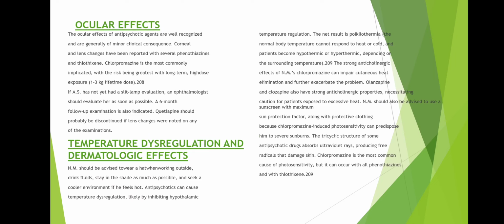The strong anticholinergic effects of chlorpromazine can impair cutaneous heat elimination and further exacerbate the problem. Olanzapine and clozapine have strong anticholinergic properties, necessitating caution for patients exposed to excessive heat. He should also be advised to use a sunscreen with maximum sun protection factor along with protective clothing, because chlorpromazine-induced photosensitivity can predispose him to severe sunburns.